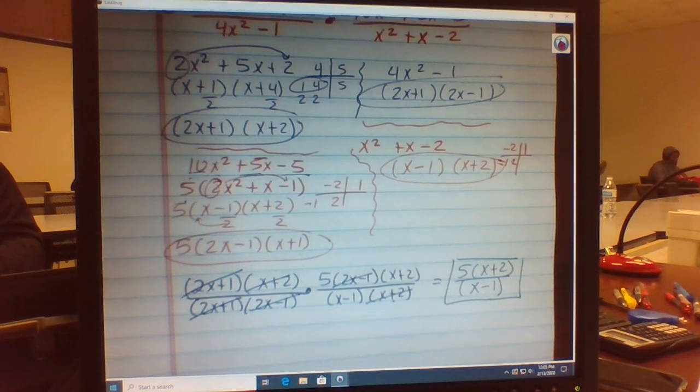There is one more type of thing that deals with division. It's very similar to this, except you have to do one thing first.